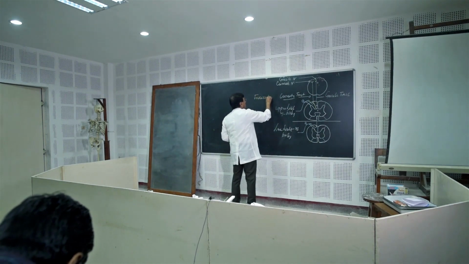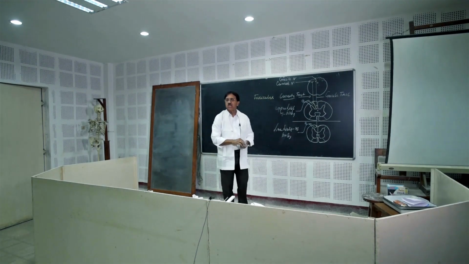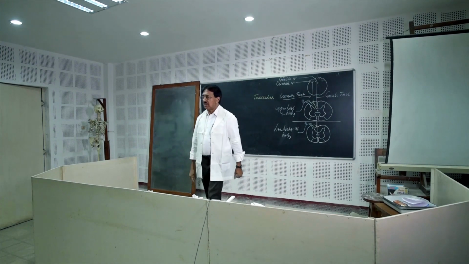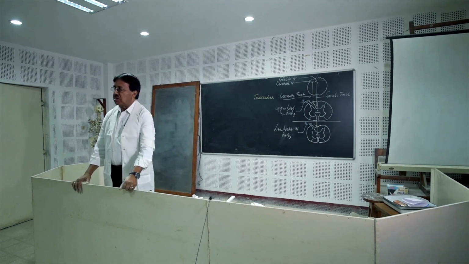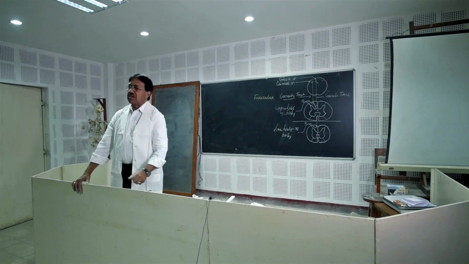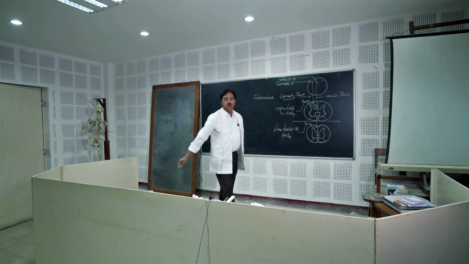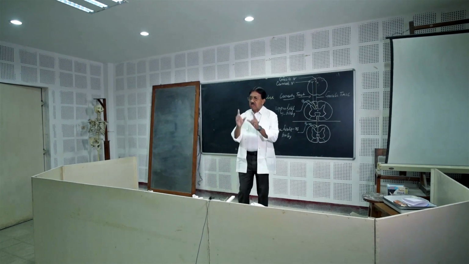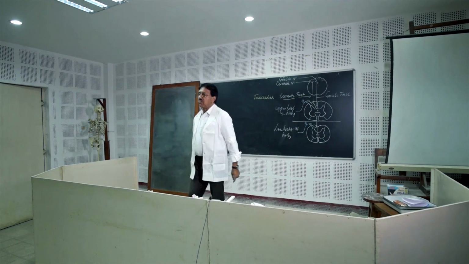Fasciculus gracilis and fasciculus cuneatus. Gracile tract, fasciculus gracilis, cuneate tract, fasciculus cuneatus. Relay in the second order neuron. After that, very briefly, we will pass on to what happens next.